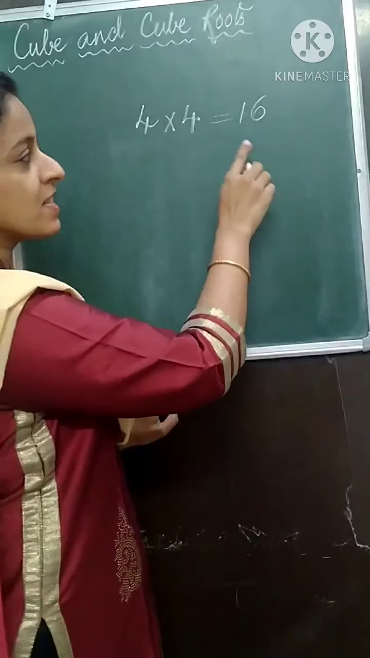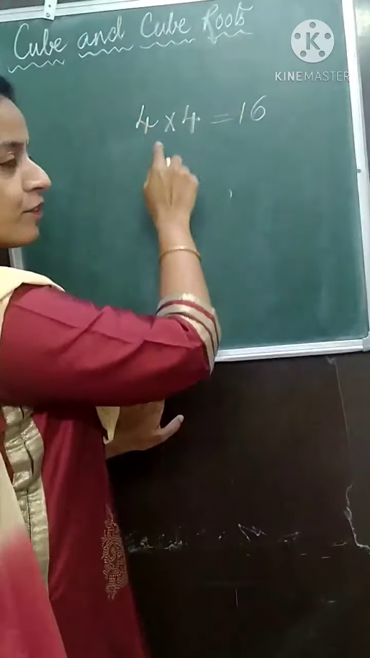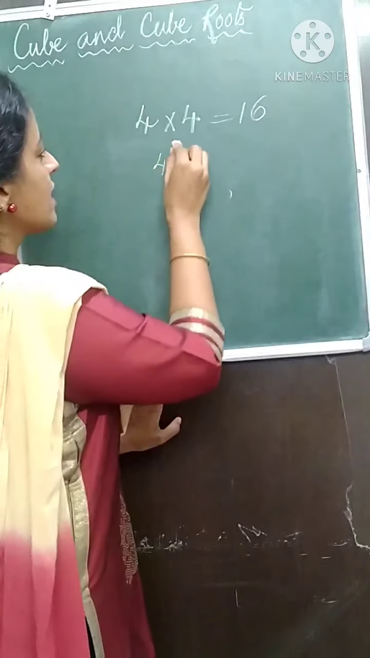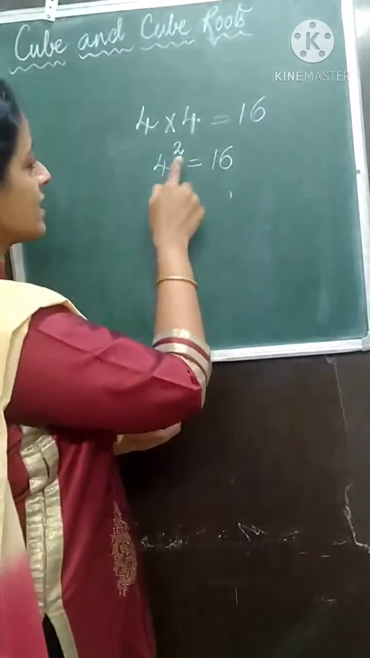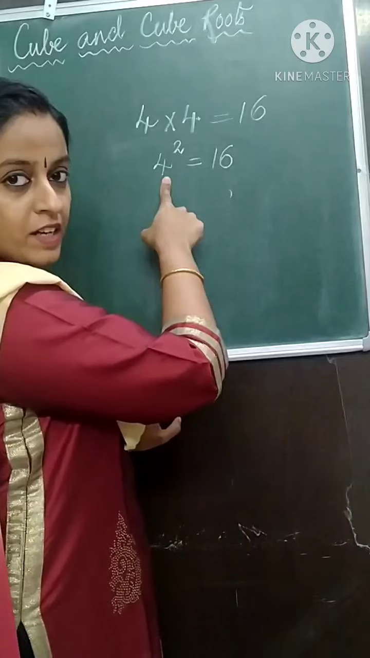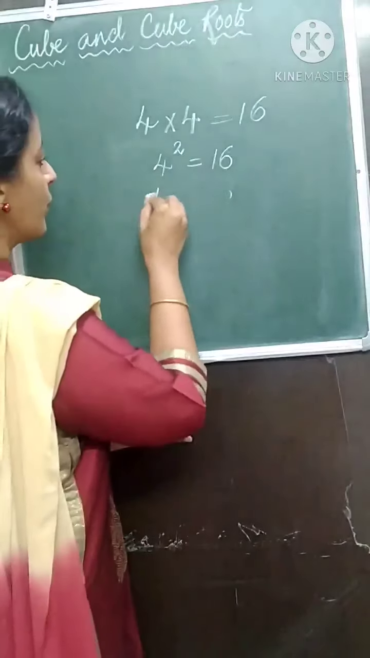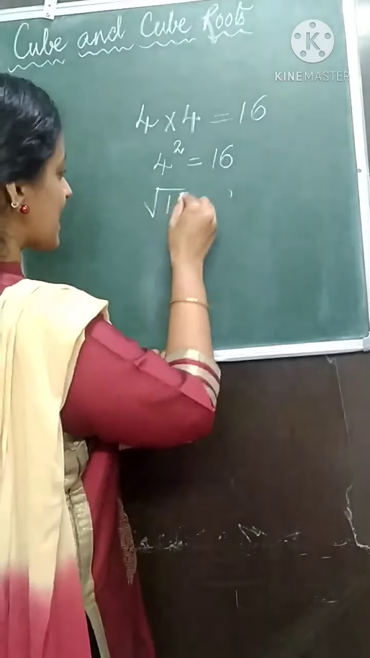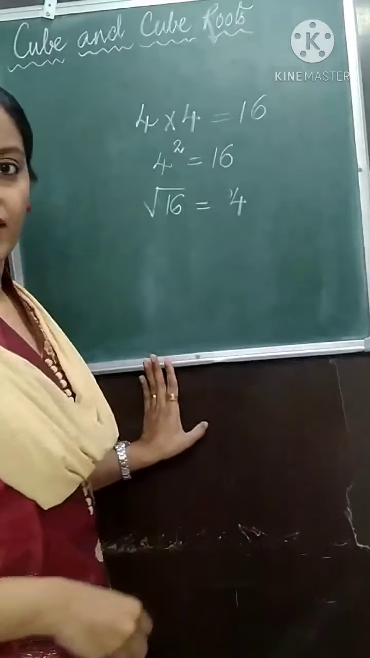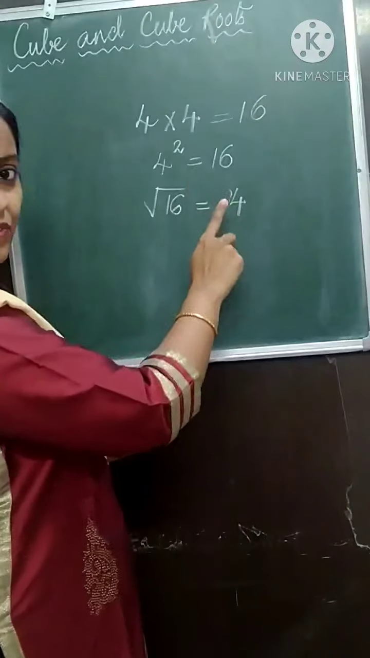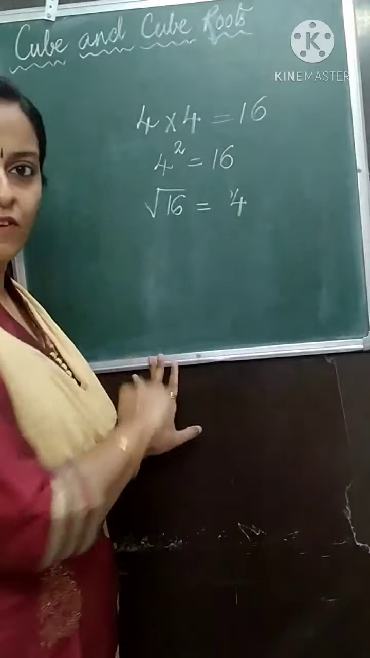How will you read this? You will read it like this: 16 is the square of 4. How will you write it? 4 square is equal to 16. How will you read it? 16 is the square of 4. Now, if you want to find out square root, what was the sign that we used to put? We used to put the square root sign for 16. Square root of 16 is equal to 4. That means reverse, no? Square of 4 is 16. Square root of 16 is 4.